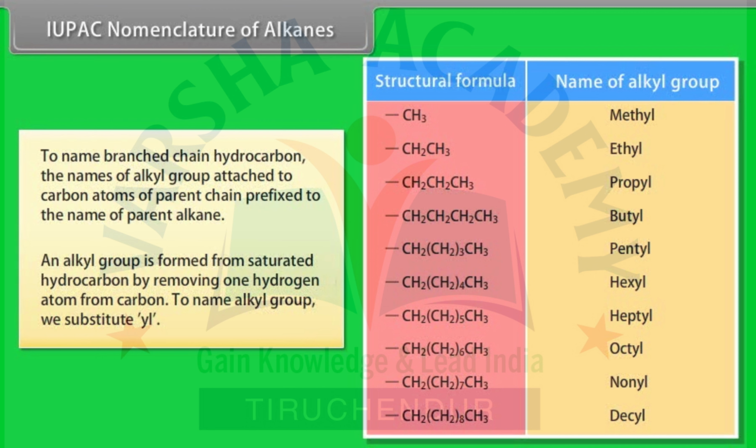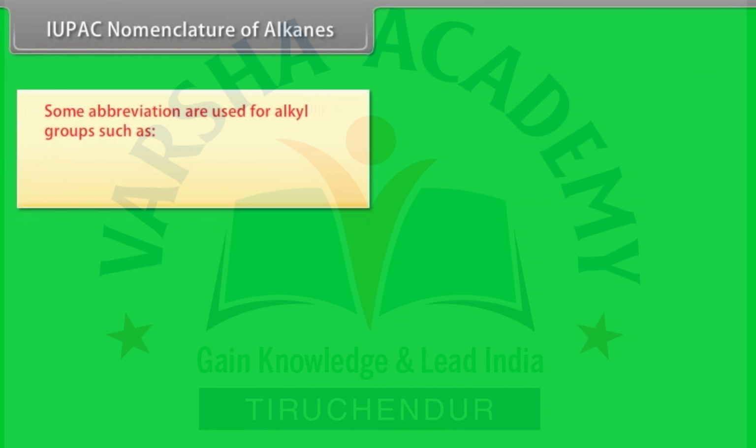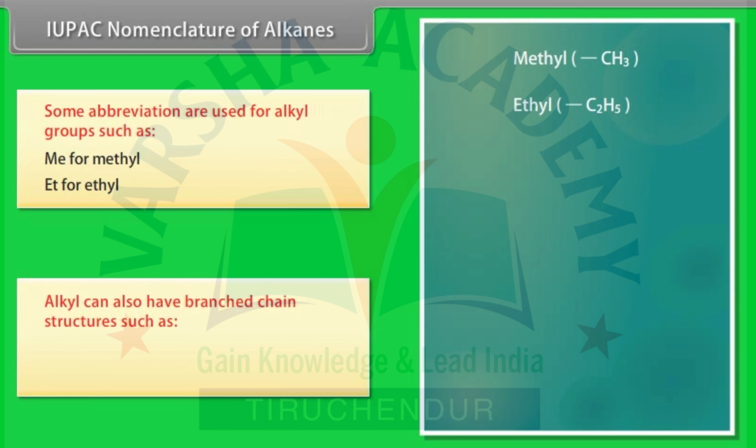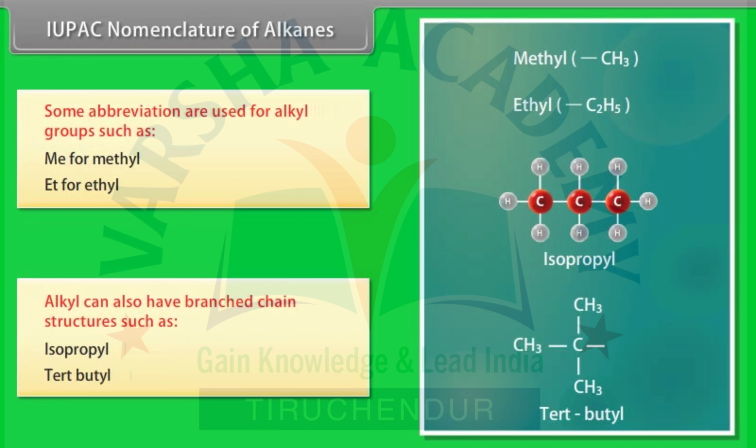An alkyl group is formed from a saturated hydrocarbon by removing one hydrogen atom from carbon. To name an alkyl group, we substitute -yl. Some abbreviations are used for alkyl groups, such as Me for methyl, Et for ethyl. Alkyl groups can also have branched chain structures such as isopropyl, tert-butyl.